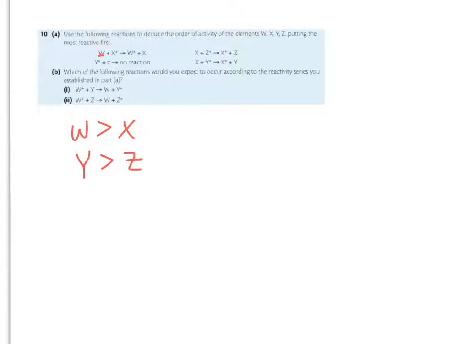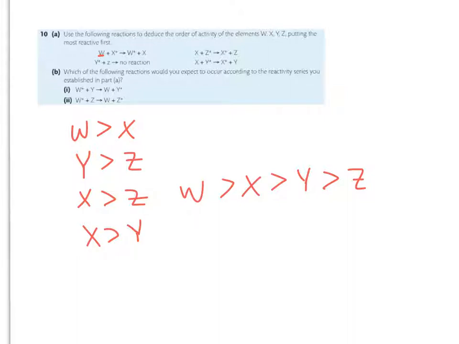And then X trying to bump off Z is successful, so X is more reactive than Z, so both X and Y are more reactive. And by reasoning, then I can assume W is also more reactive, so Z seems to be the big dud. And then X and Y+, X is able to bump off Y, so X is more reactive than Y. So I know that X is more reactive than both Y and Z, and I know Y is more reactive than Z, and I know W is more reactive than X. So there's my activity series, WXYZ.